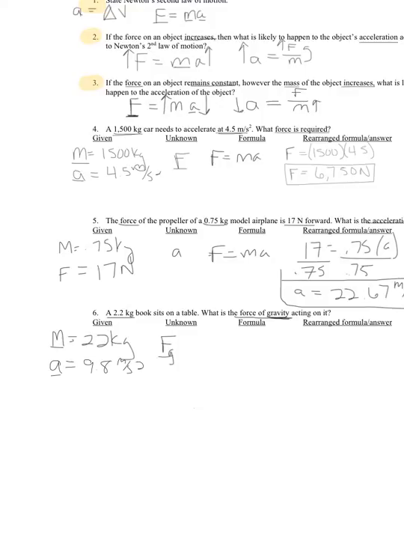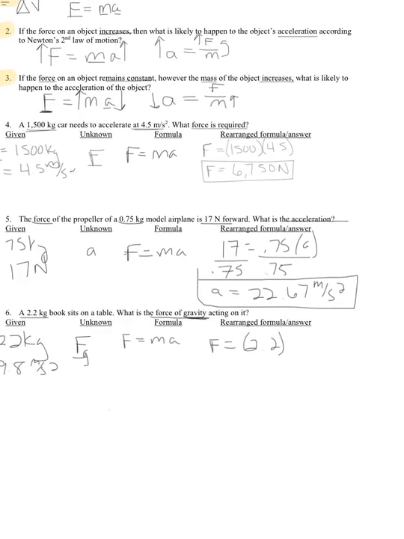So again, I have a mass, an acceleration, and a force. The equation that I'm going to use is my net force equation, which is F net is equal to mass times acceleration. I know I'm looking for the force. I've been given my mass, which is 2.2 kilograms, and my acceleration is 9.8 meters per second squared.